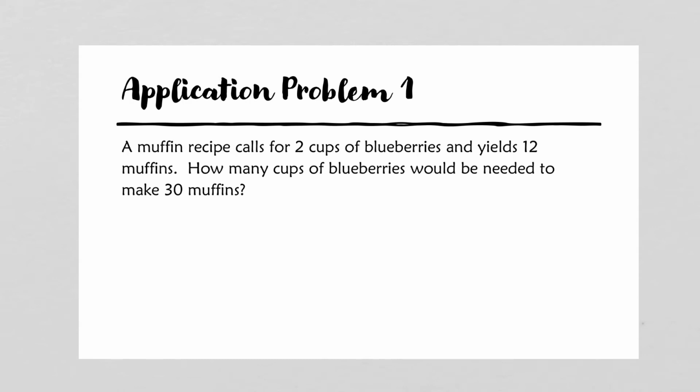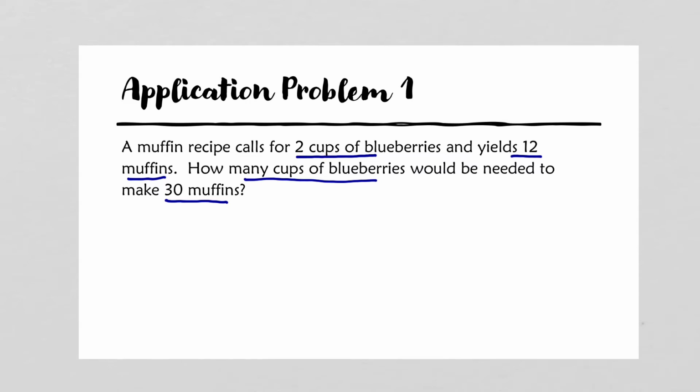Now, how do we know we can use a proportion to actually solve this problem? If you note, we have ratios. In fact, we have 2 ratios that we're going to set equal to each other. What do I mean? Well, a ratio comes into play when we're comparing quantities. Notice we have 2 cups of blueberries, and that's being related to 12 muffins. In a similar fashion, how many cups of blueberries is related to 30 muffins. This is an ideal situation where we can set up a proportion.